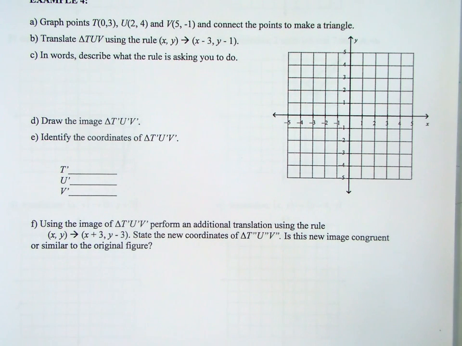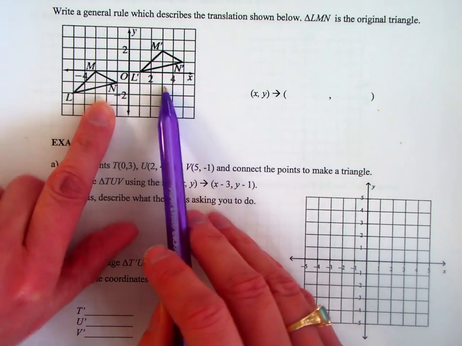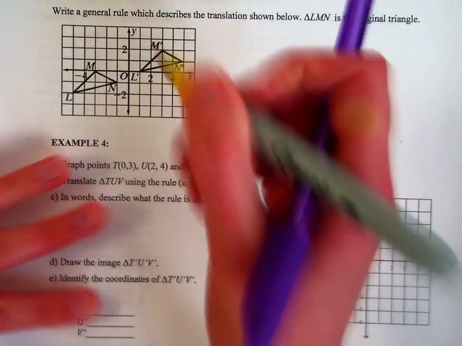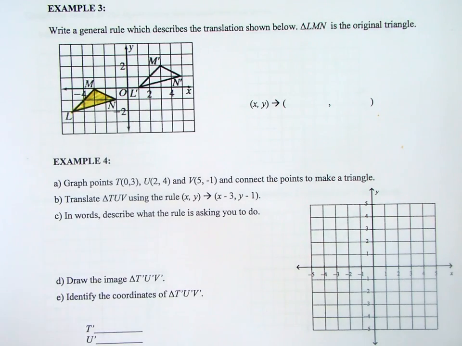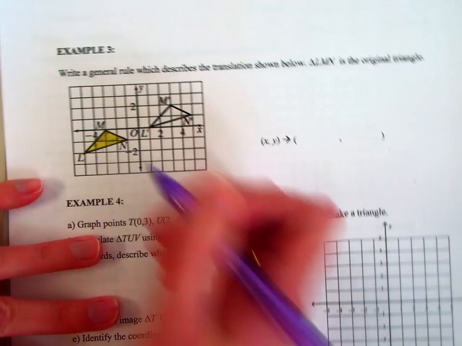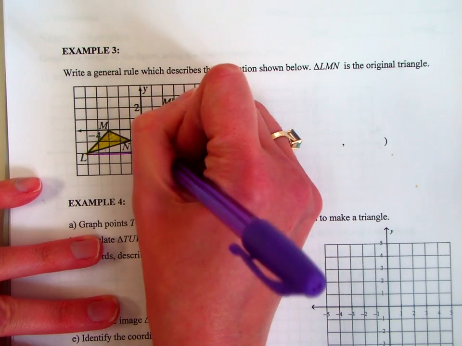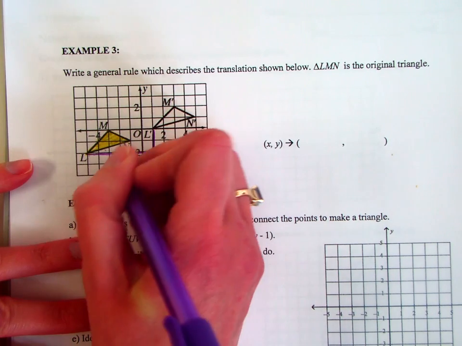Okay, one more example. Write a general rule to describe the one that's shown below. LMN is the original figure. So the one without the prime, this is our original figure here. And we're trying to see, what did we do to this to move it or translate it? So L, if I follow that path, I went from L to L prime. I had to move 1, 2, 3, 4, 5, 6 to the right. And then up 2.